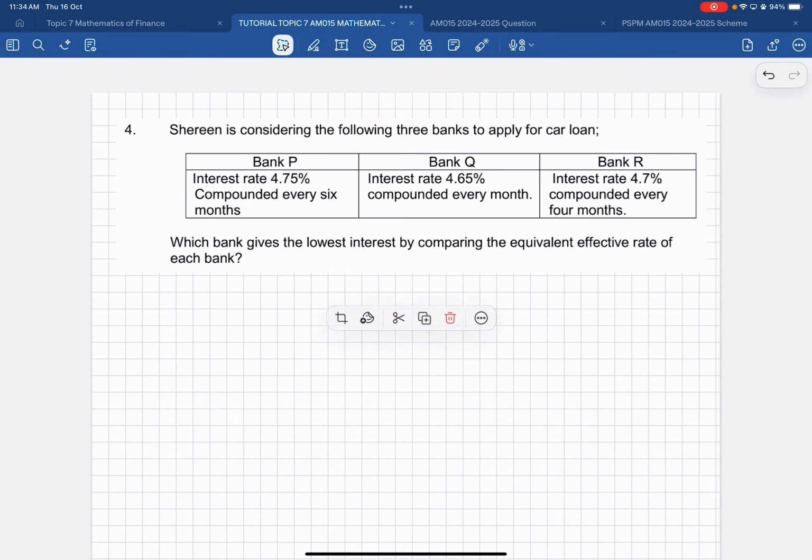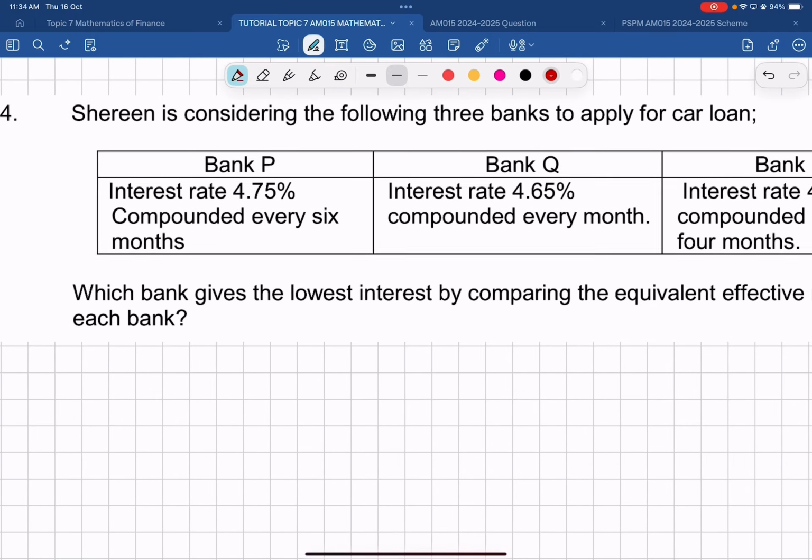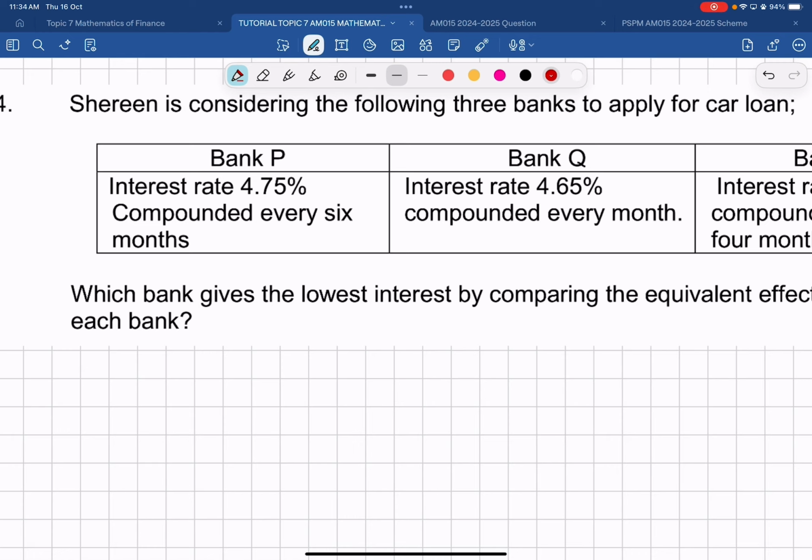Okay, question number 4. Shirin is considering the following 3 banks to apply for a car loan. Bank P, interest rate of 4.75% compounded every 6 months. Interest rate of 4.75% tu apa? What is it? J. Compounded every 6 months tu apa? M dia.